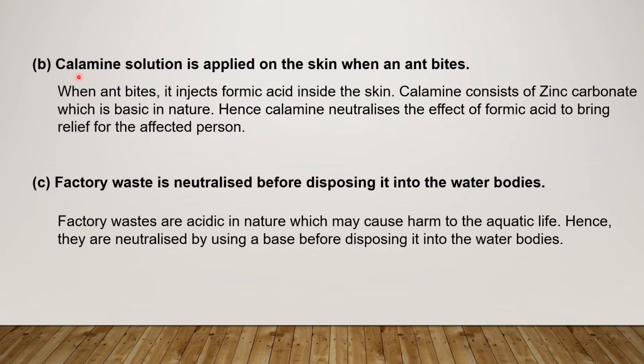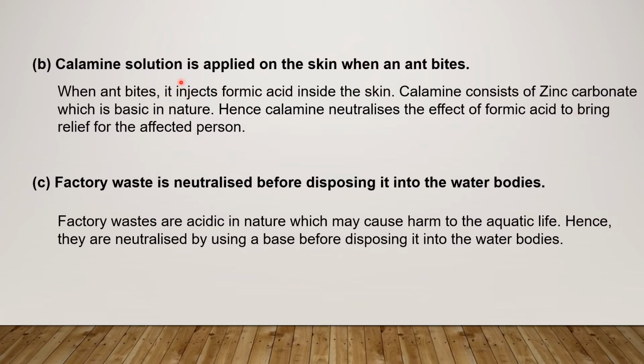Next, B. Calamine solution is applied on the skin when an ant bites. When an ant bites, it injects formic acid inside the skin. Calamine consists of zinc carbonate, which is basic in nature. Hence, calamine neutralizes the effect of formic acid to bring relief to the affected person.